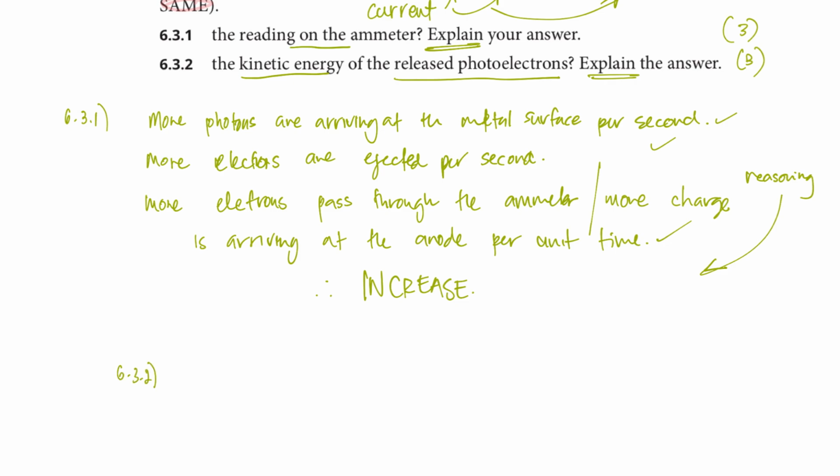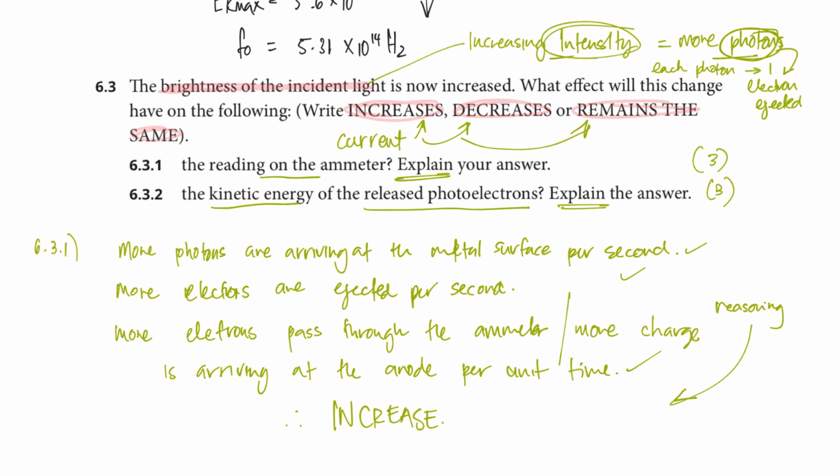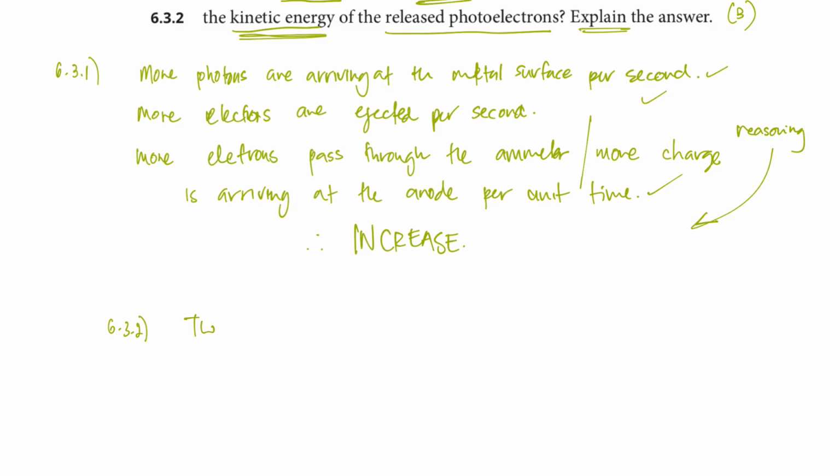6.3.2. Now they're talking about kinetic energy. Now, if I increase the intensity of the light, I'm getting more photons. But does it really affect the speed? The only thing that affects the speed or will increase the EK max is the frequency. So first of all, you can mention the frequency of the incident light has not changed.